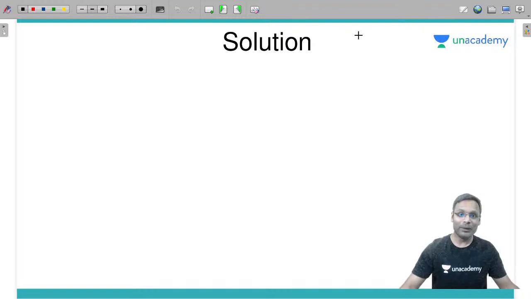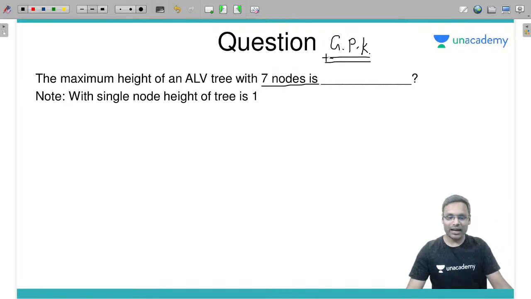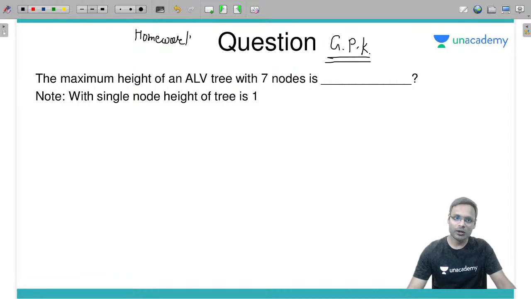Now, based on the same thing, you have another question: the maximum height of an AVL tree with 7 nodes is how much? That is your homework question. Try and understand how to solve such questions. You will definitely get an idea. It's a homework question. Solve this question based on whatever we have just now understood.